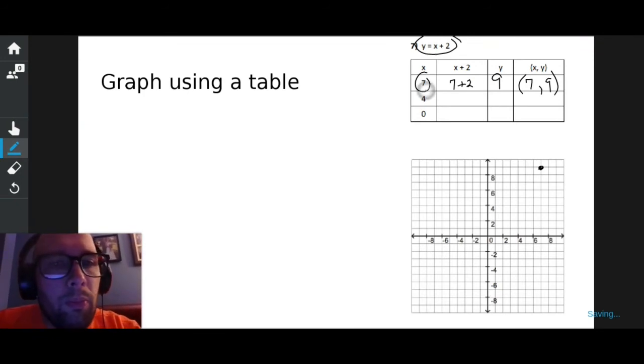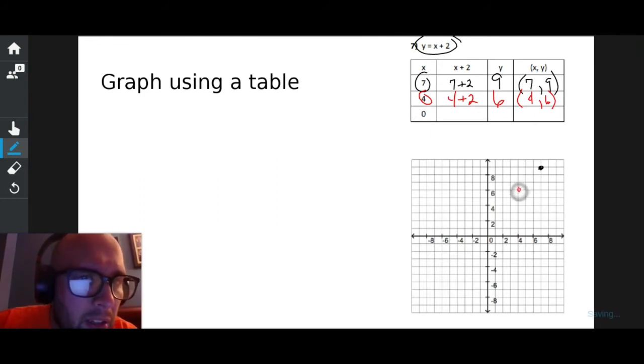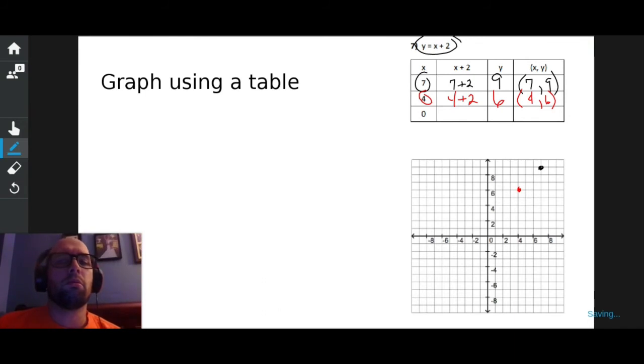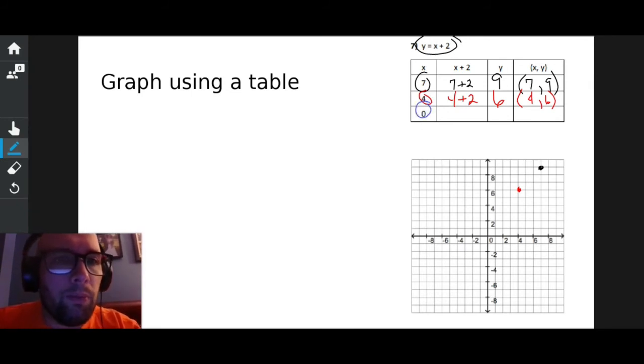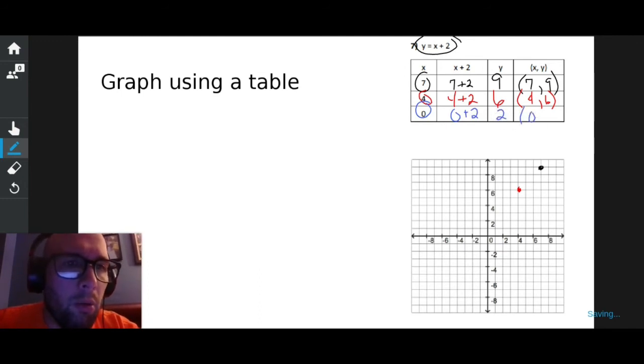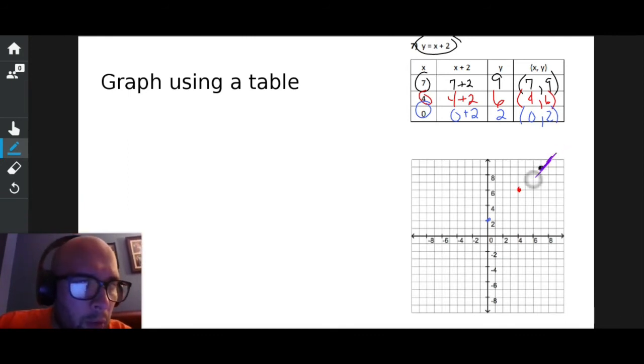Let's try it again. X is 4. So 4 plus 2 is 6. So when x was 4, y was 6. Right 4, up 6. Let's do it again. X is 0. 0 plus 2 is 2. X was 0, y turned into 2. The point 0, 2 is don't move, up 2. So I have 3 dots there. And that's more than what I need to draw a nice perfect straight line. And as you can see, there's my nice perfect straight line right there.